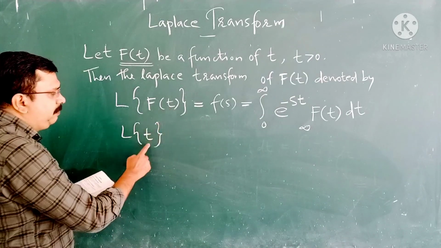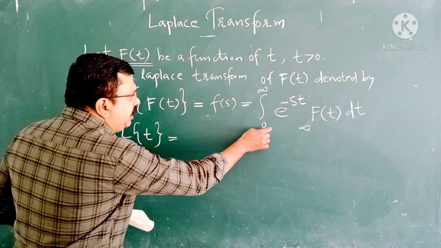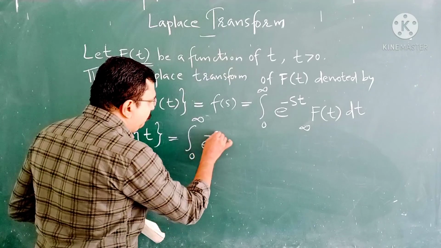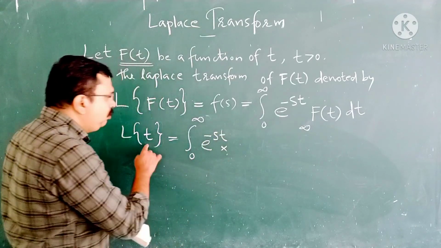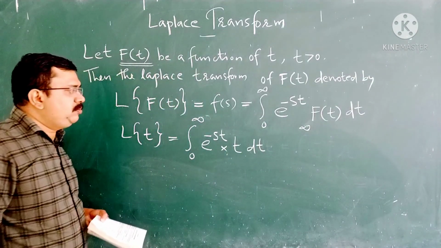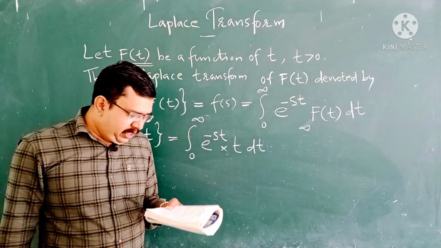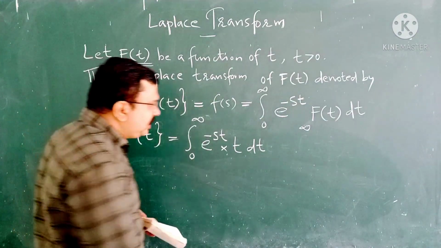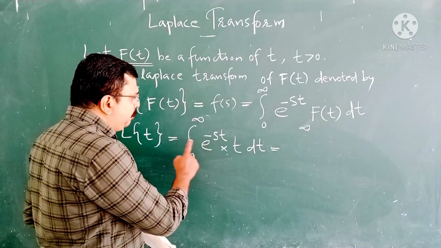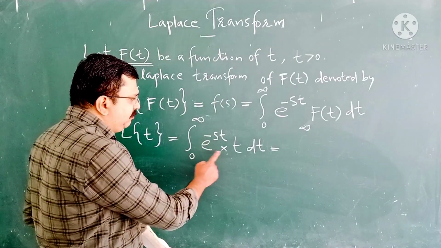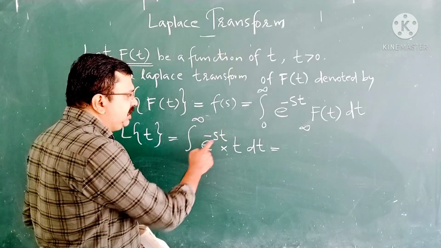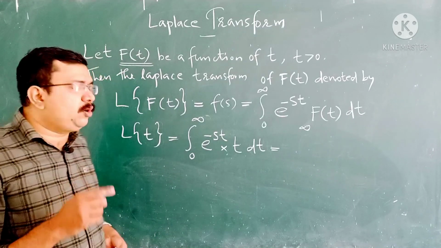Here f(t) is replaced by t. Then by the definition we can write the integral from 0 to infinity of e^(-st) into t dt. That is, e^(-st) into t dt. This can be solved by applying the product rule of integration. We take the first function as t, then the second function is e^(-st). We can use the ILATE rule.